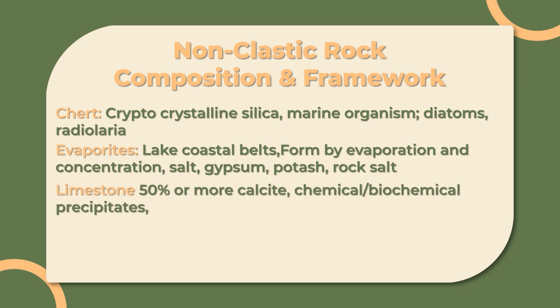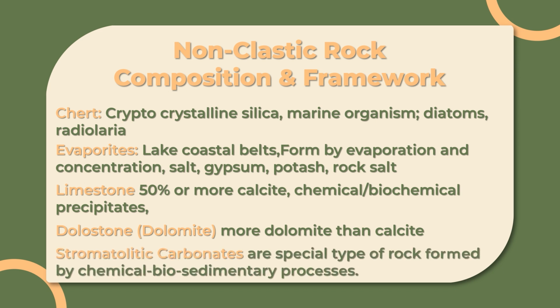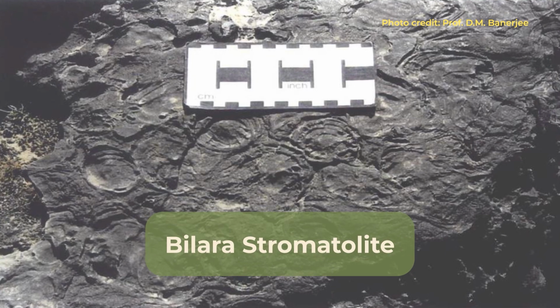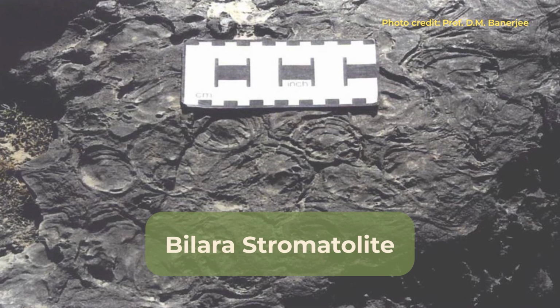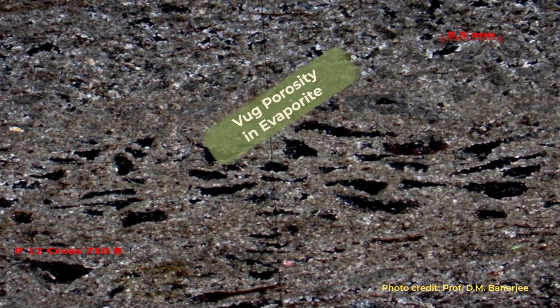Limestone has 50% or more calcite. Dolostone has more dolomite than calcite. And then stromatolitic carbonates are a special type of rocks formed by chemical, biochemical, biosedimentary processes. One example here is Bilara stromatolite; this is another stromatolite from Jodhpur area. All rocks are dolomite, and you can see the top surface of this stromatolite. There is a porosity developed in evaporite.